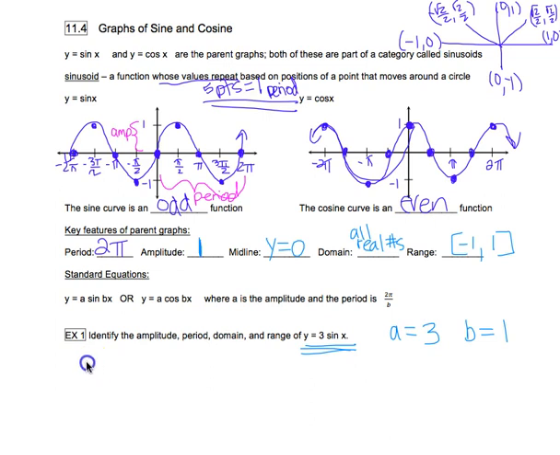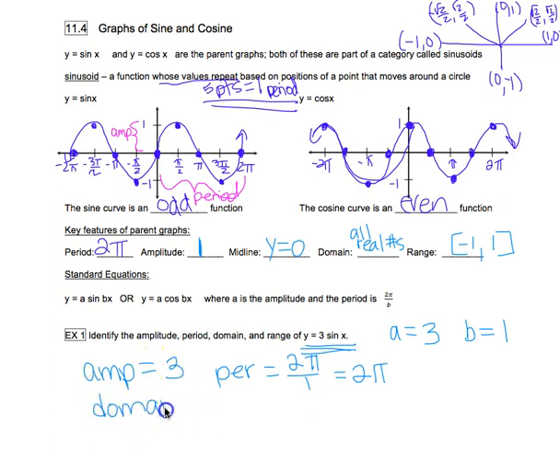So amplitude is a. That's pretty easy. I would say, okay, my amplitude is 3, which means it's going to be 3 units from the middle to the top and 3 units from the middle to the bottom. The period is going to be 2 pi divided by b, which is 1, which is 2 pi, which means it's going to take the same amount of horizontal length to get 1 full cycle as it did on the parent graphs.